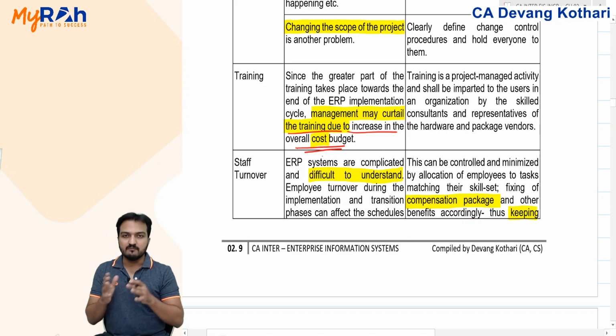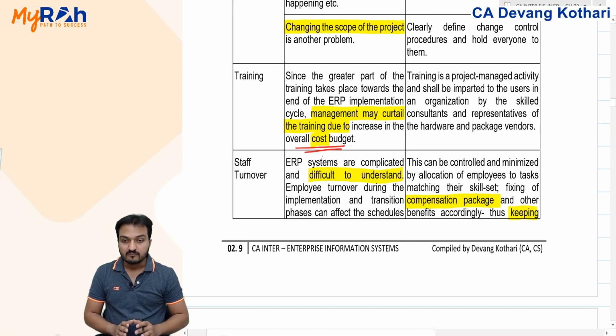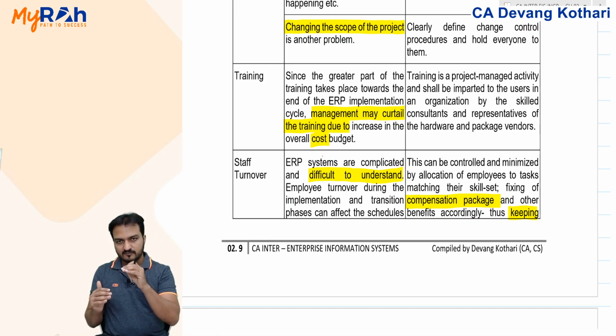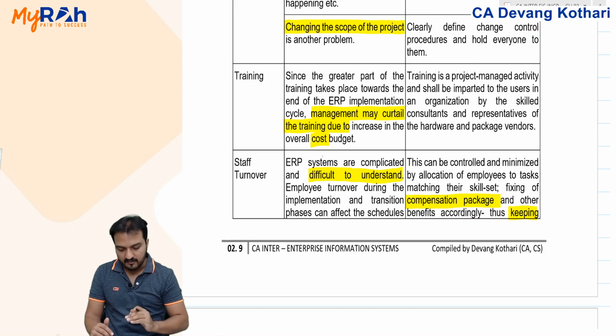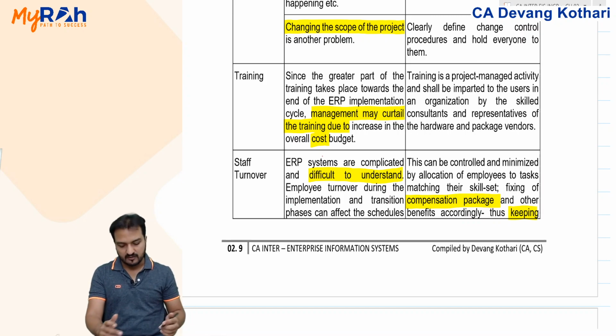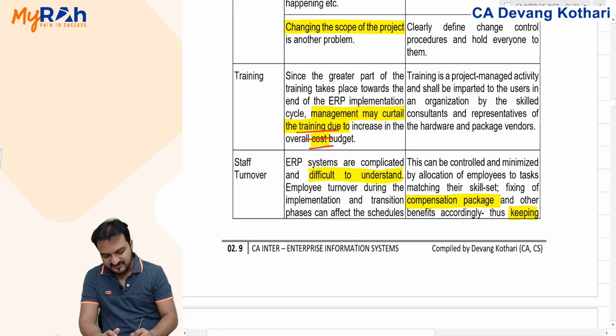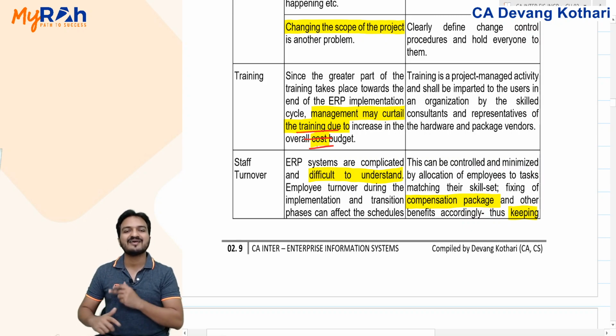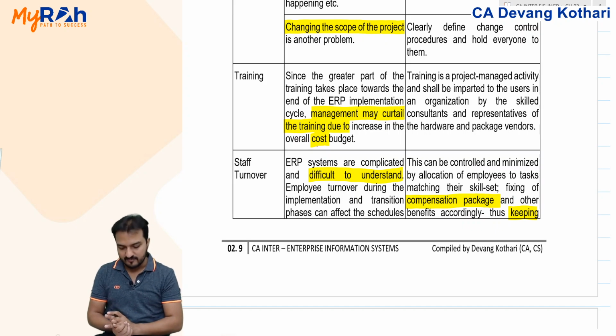So ERP implementation is costly. Just because your ERP software was costly does not mean you should cut costs in the training part. Certain companies' management will plan to cut the training cost because they have already spent huge money on the software itself. Then that will again lead to a risk in the ERP implementation.